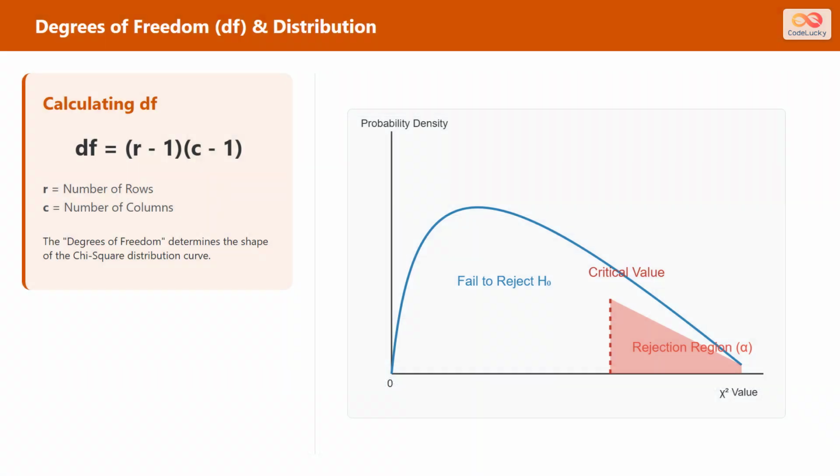To interpret our test statistic, we need the degrees of freedom, calculated as rows minus 1 multiplied by columns minus 1. This determines the shape of the chi-square distribution curve. We look to see if our calculated value falls into the rejection region on the far right tail. If it does, our result is statistically significant.